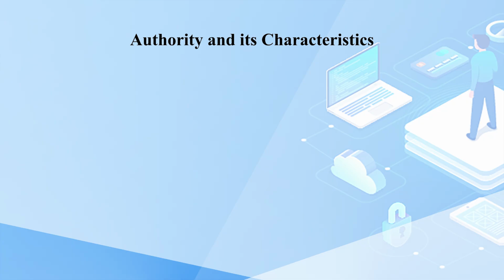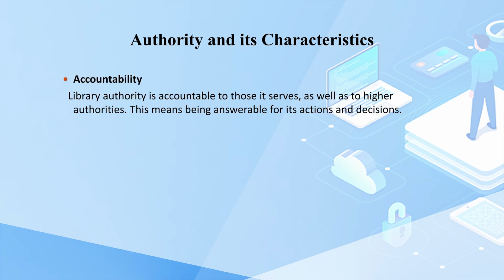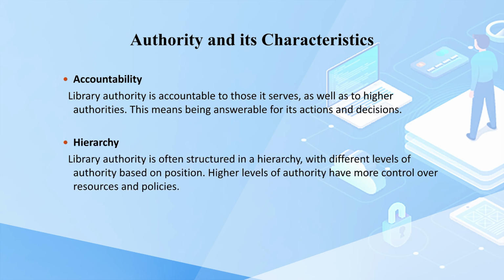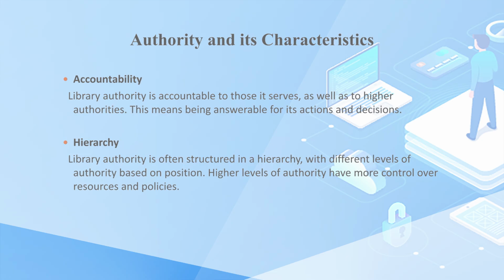Authority and characteristics: accountability. Authority comes with accountability. Library authority is accountable to those it serves, as well as to higher authorities. This means being answerable for its actions and decisions. Hierarchy: library authority is often structured in a hierarchy with different levels of authority based on positions. Higher level authority has more control over resources and policies.